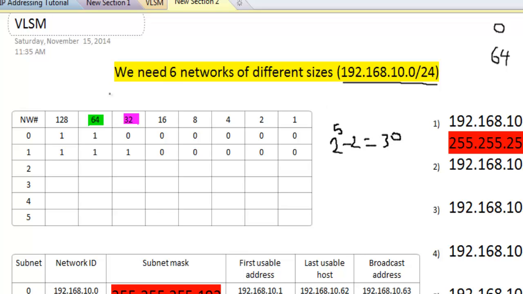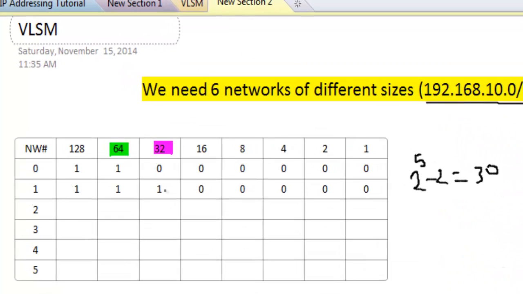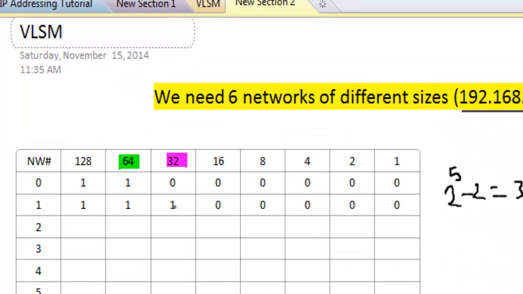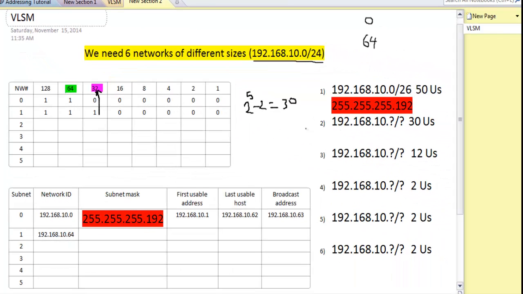Or you just look at the last bit that you borrowed, which is here, pointing to the 30. If you do 32 minus 2, which is 30 again, it's the same. You can use a formula or you can use this one, but I believe this one is easy because you look at the last one, go up here, and then minus 2. Why do you minus 2? Because the network ID and the broadcast IP addresses are not usable. That's why you do minus 2.